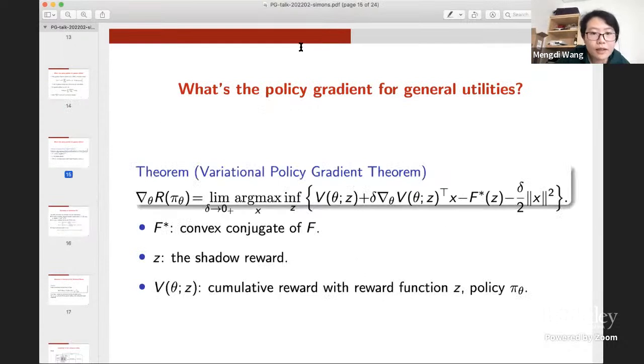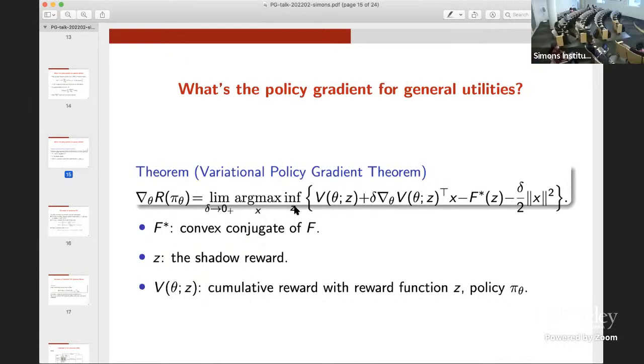Let me find it. Yeah, here. A good question. Because we don't have additive reward, we're actually having another inner minimization over a dual variable, which is like a surrogate to the reward. But when we don't have it, then it's really just a simpler optimization problem.